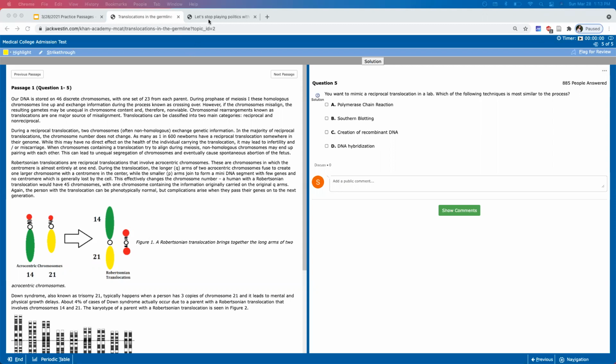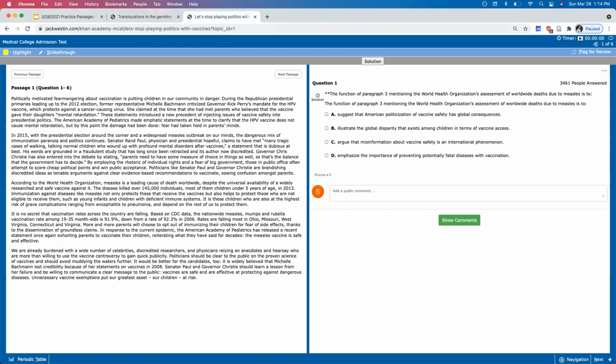Okay, great work, guys. Does anyone have any questions before we move on to the CARS passage? Okay, if not, let's go over that passage. What did you guys think about the CARS passage? Easy? Okay, perfect. That's good.